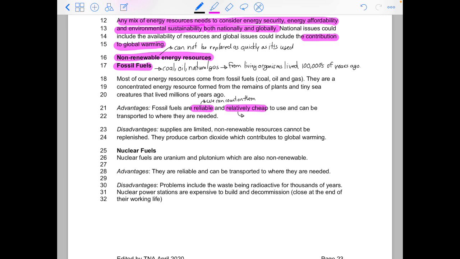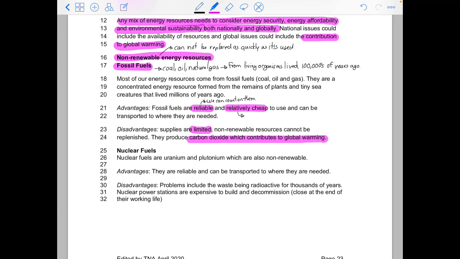The disadvantages of fossil fuels are lots that you've probably already heard about. So the supplies are limited, so we will eventually run out. And they cannot be replenished. So we can't just make more of them. So that's our definition of non-renewable. They also produce carbon dioxide, which contributes to global warming. So the more fossil fuels we use, the more carbon dioxide gets put into the atmosphere, the hotter our planet will get.